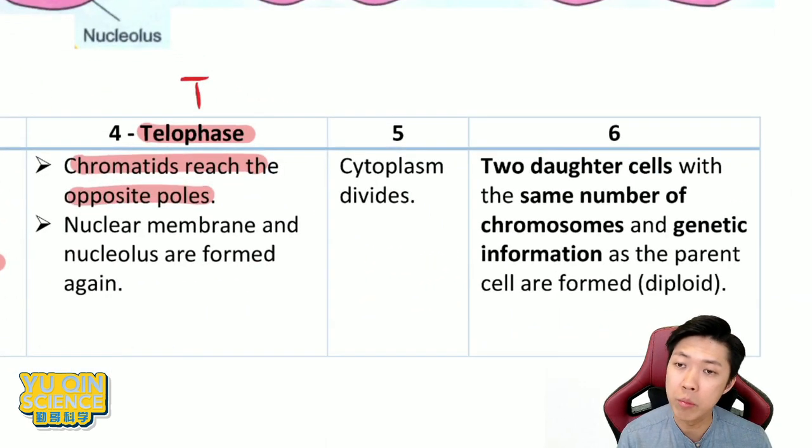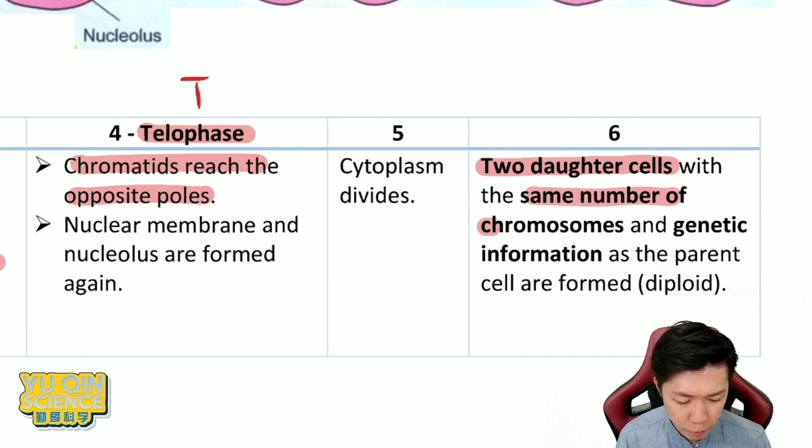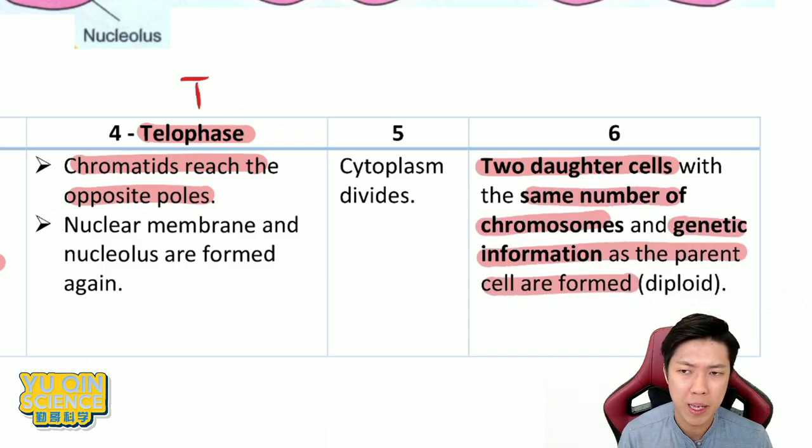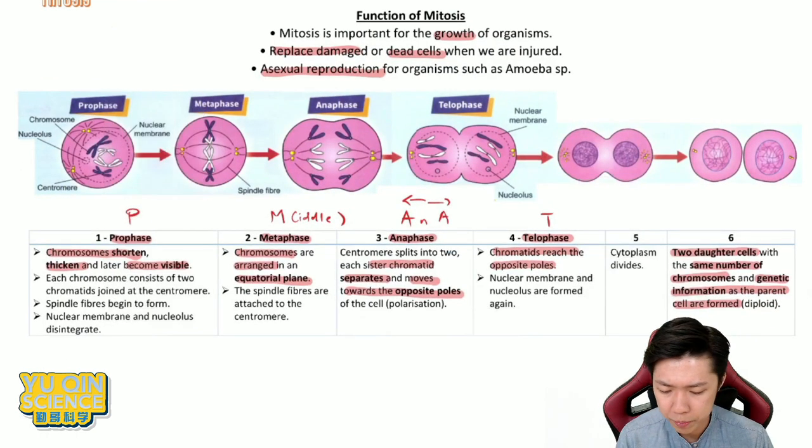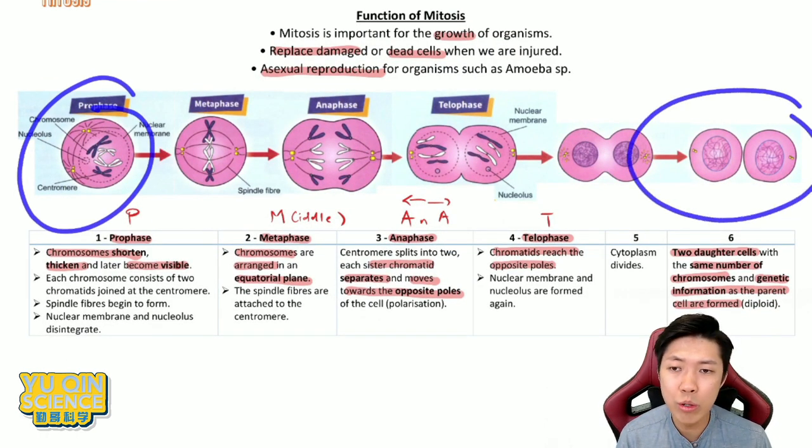Then let's skip to the last step instead. Two daughter cells are formed. That's how you differentiate. You must remember the criteria. Number one, two daughter cells are formed if it's mitosis. Number two, same number of chromosomes and genetic information as the parent cell. It's a copy paste. That means the first cell and the last two are the same.